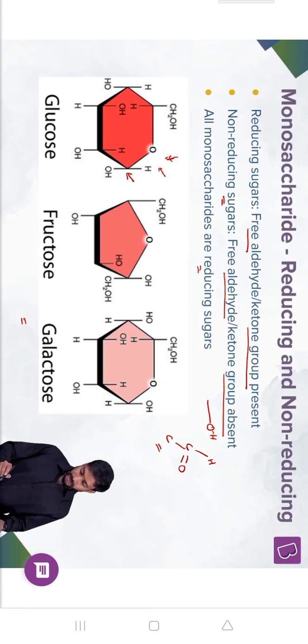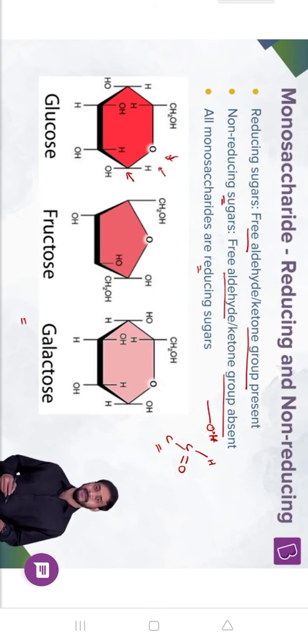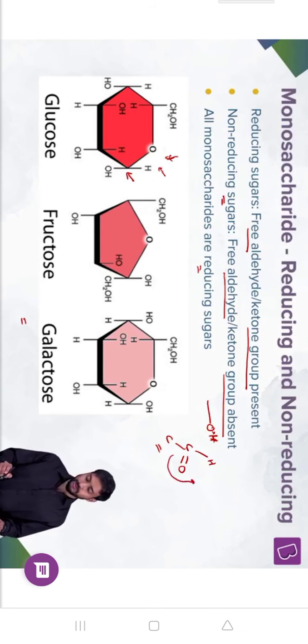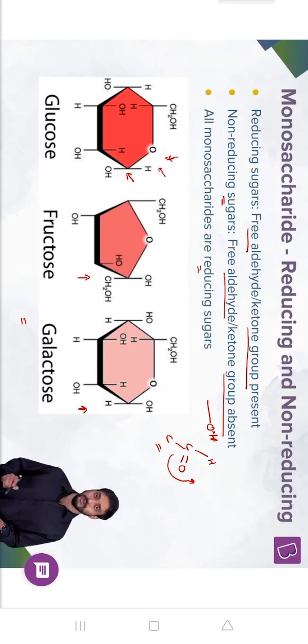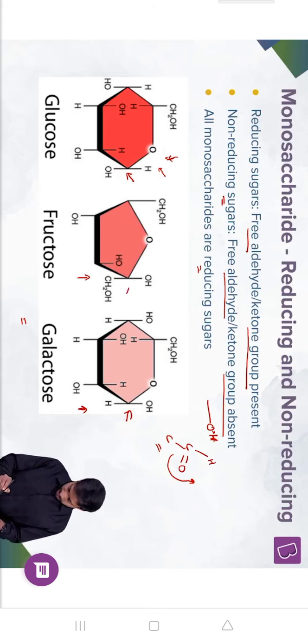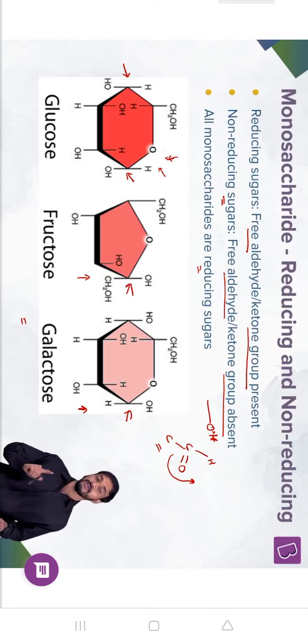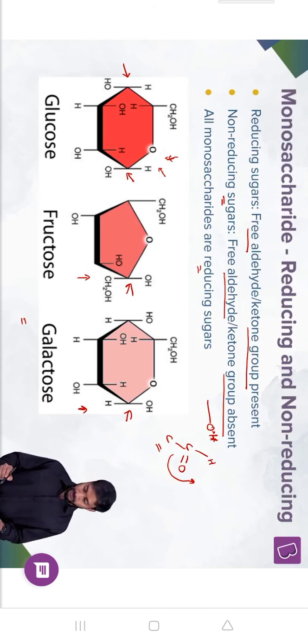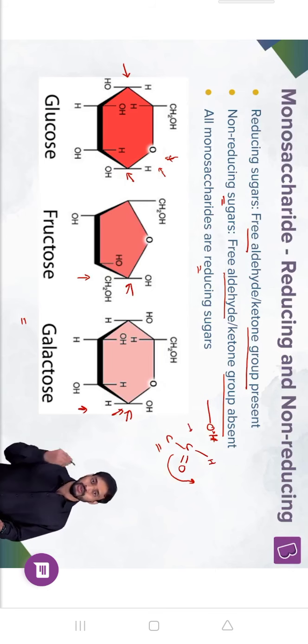Okay. So when this is put in water, what will happen is the OH and this bond which was there will break. Now here is a free aldehyde group. Similarly, you can try this with fructose and galactose also. You'll find at this carbon it is free. But here, you won't find that free aldehyde group. But on the first carbon, you'll find the free aldehyde group. That's the reason they are reducing sugars, because they are able to reduce other molecules.